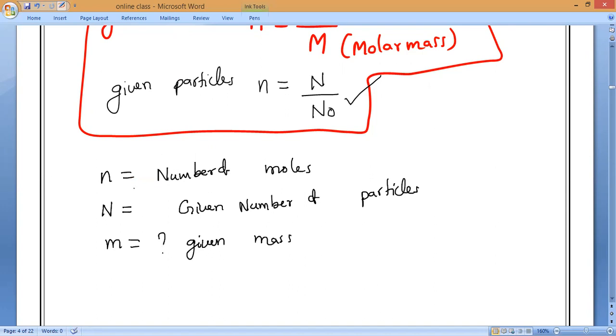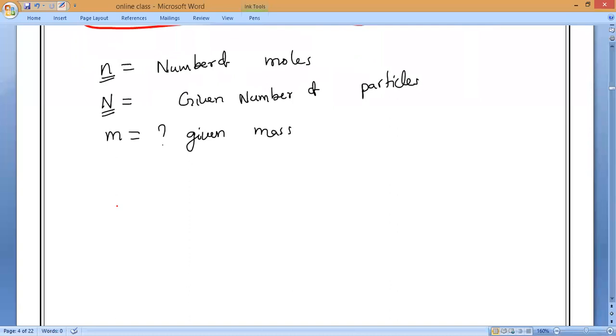Now, how to derive it? Very simple. Now tell me, number of moles and given number of particles, what is the formula you people know? Kaushik, given number of moles and number of particles, what is the formula you know? Given number of moles is equal to given number of particles divided by Avogadro number. Is it right or wrong? Yes. That is what you have to remember.